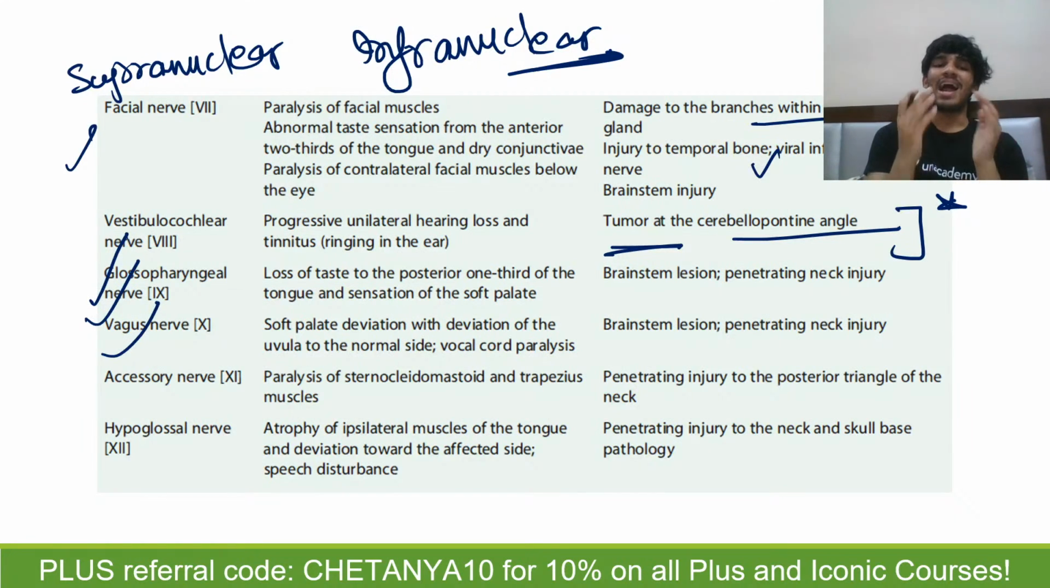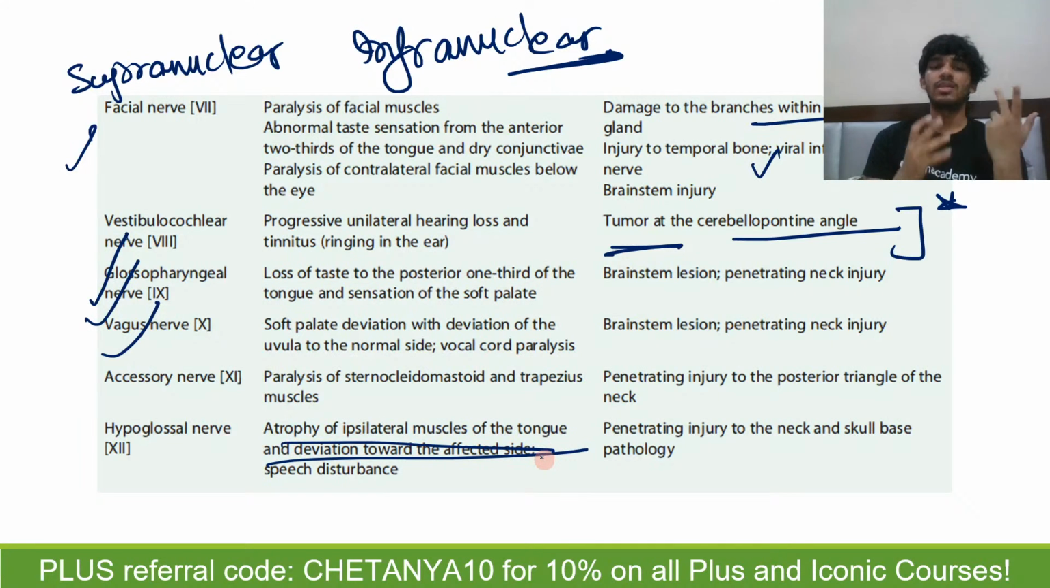Hypoglossal nerve, you will have atrophy of the ipsilateral muscles and deviation will be towards the affected side. Why? Because the genioglossus muscles push the tongue to the opposite side. The normal side will be able to push the tongue towards the opposite side, and there is a deviation towards the affected side with atrophy of the ipsilateral muscles. You will not be able to speak properly because your tongue is required for phonation.